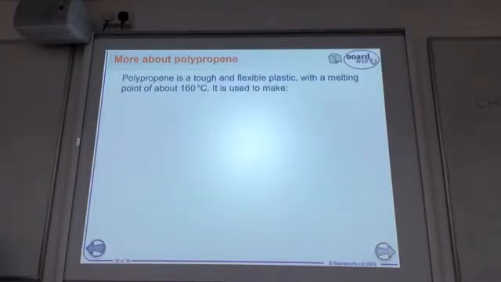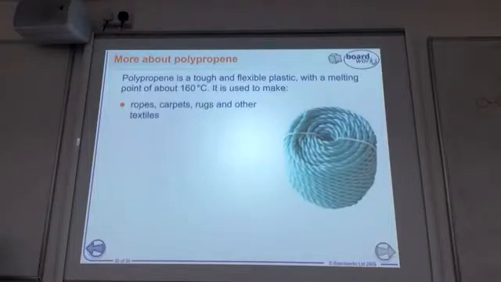Polypropylene, tough and flexible. Very, very useful. So ropes, carpets, rugs, and lots of other textiles are made from polypropylene, usually very durable textiles. You can, I believe, recycle lots of polypropylene, and these days they use it to make the fibres in winter fleeces and stuff. You're not that interested by that, are you?